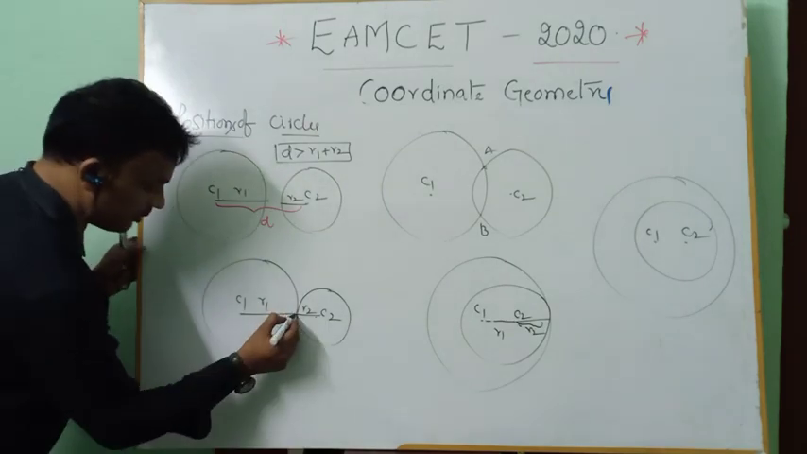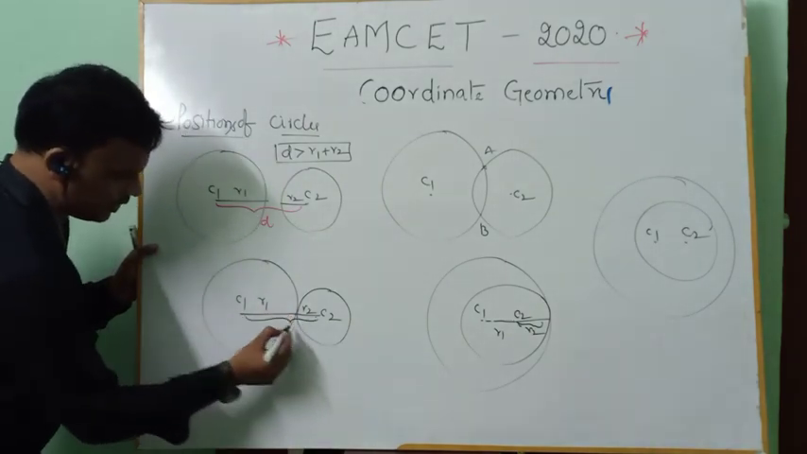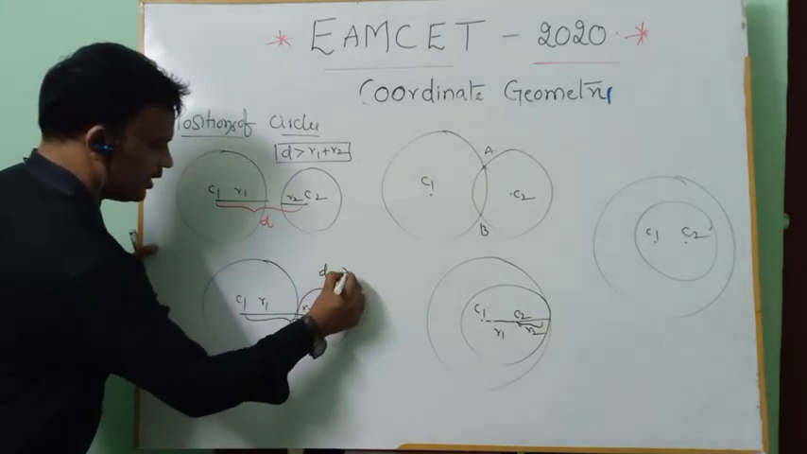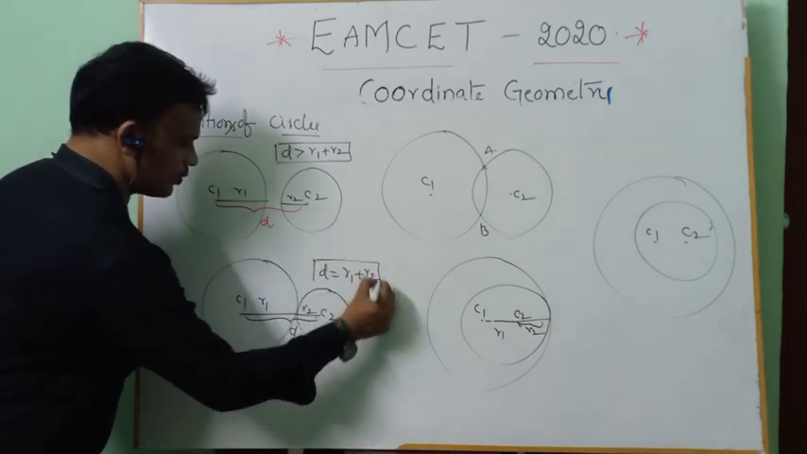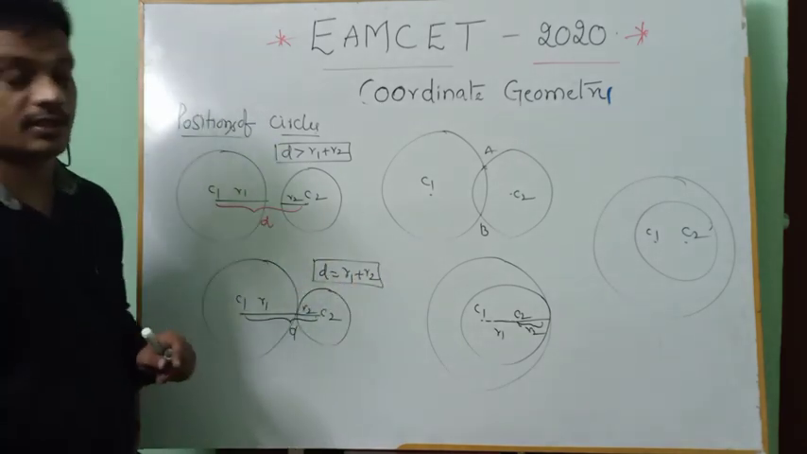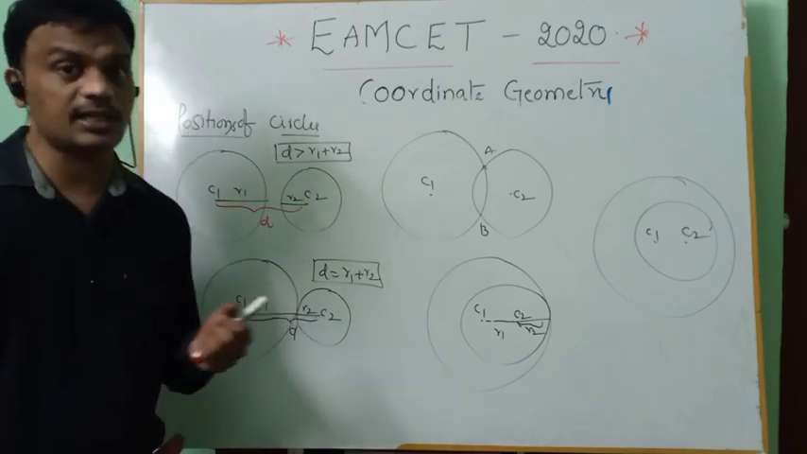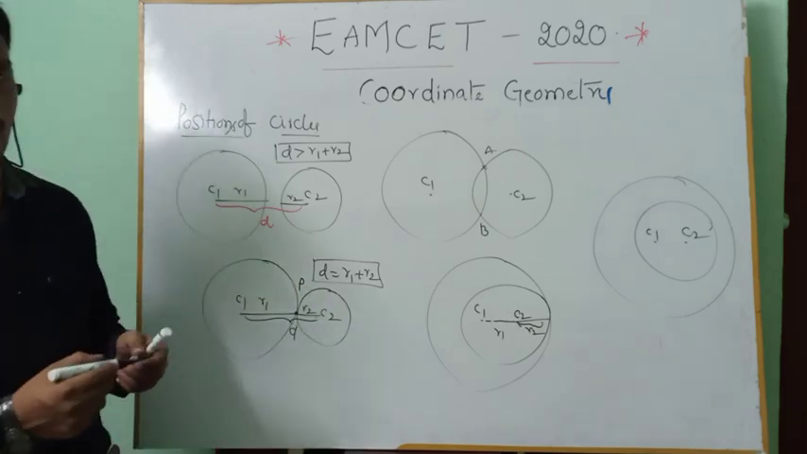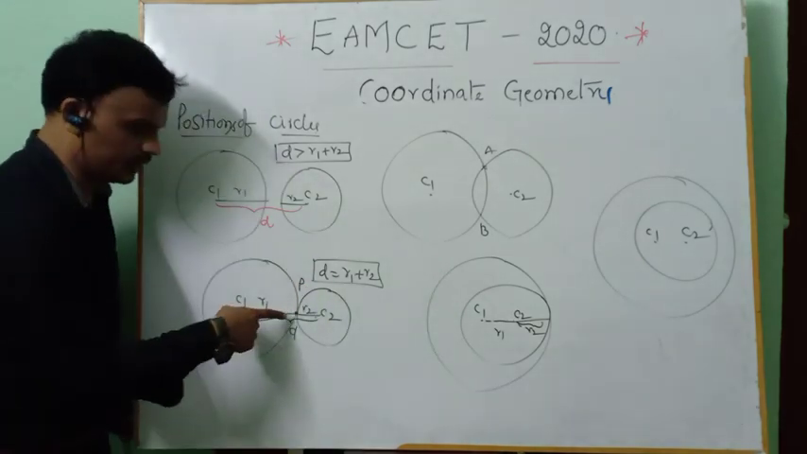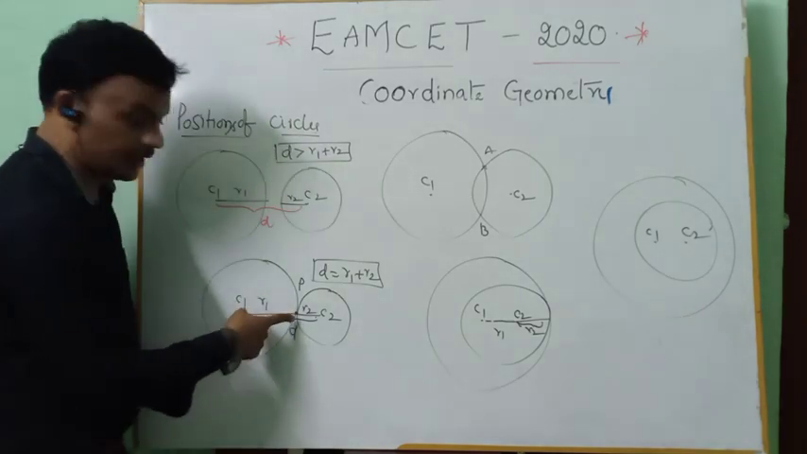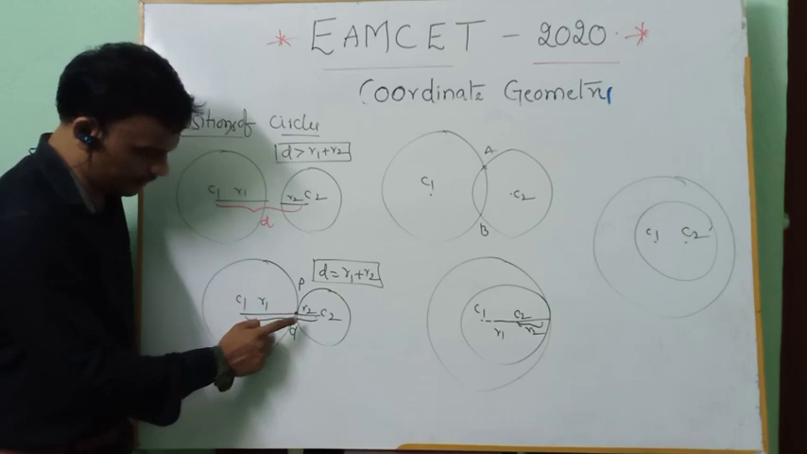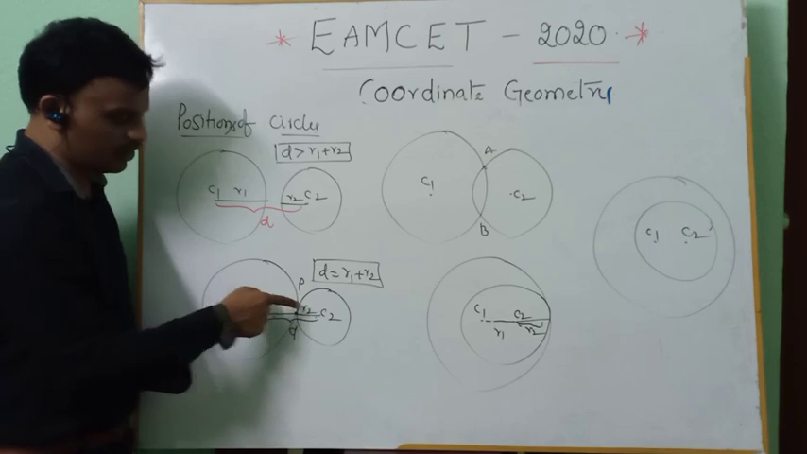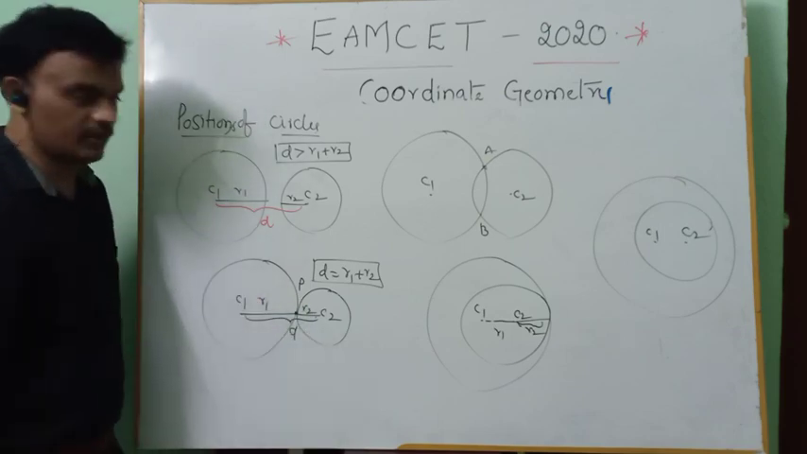Coming to this one. Here the distance between the centers is D, which equals R1 plus R2. Am I right? D equals R1 plus R2. Then you can say the 2 circles touch each other externally at the point P. That P is the point of contact. And how can you find this point of contact? Any idea? P is the point which divides C1C2 in the ratio R1 is to R2 internally. Like that you can get the point.